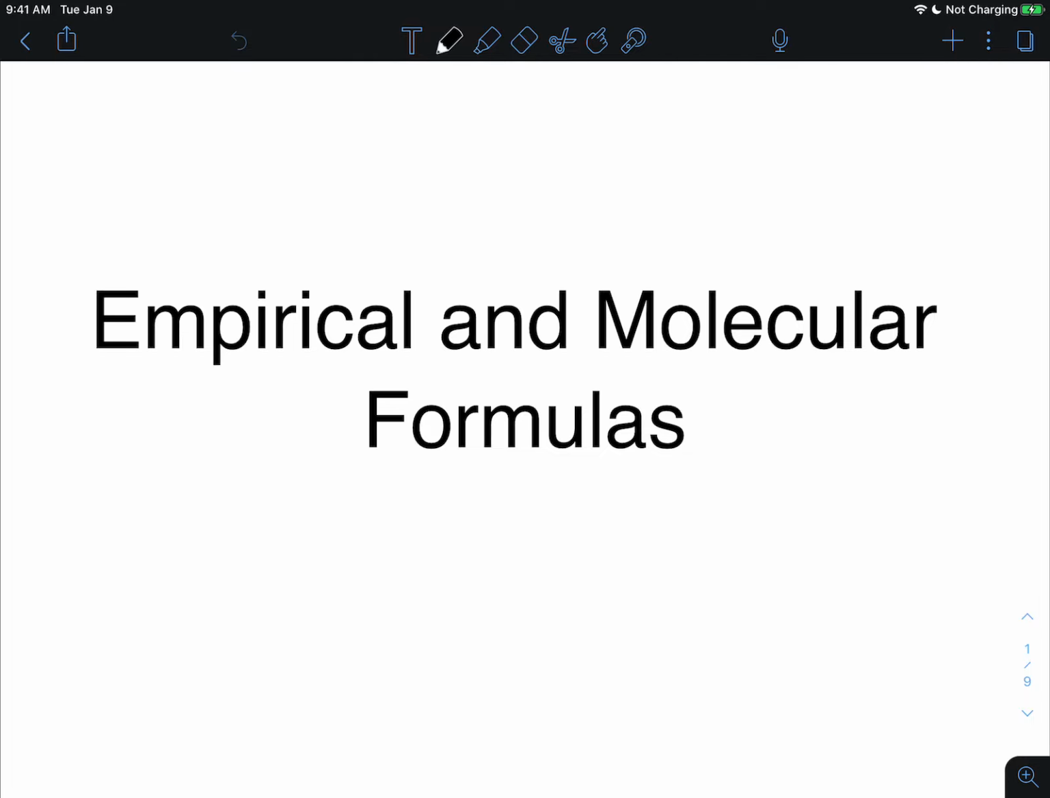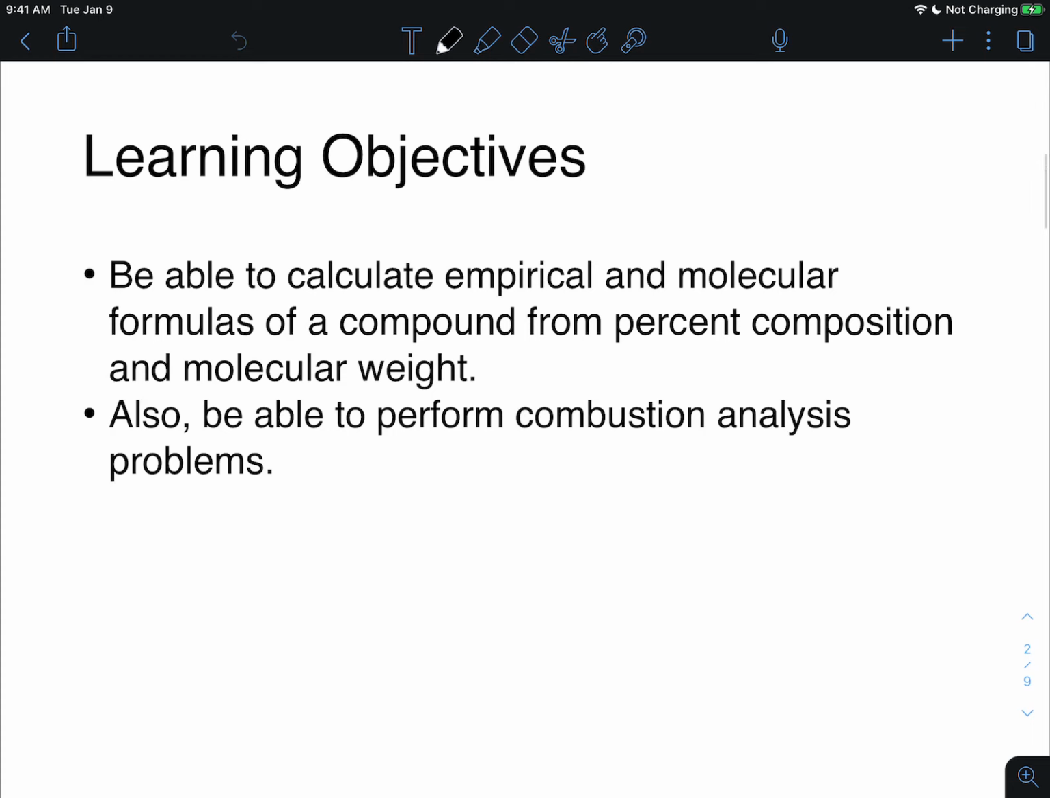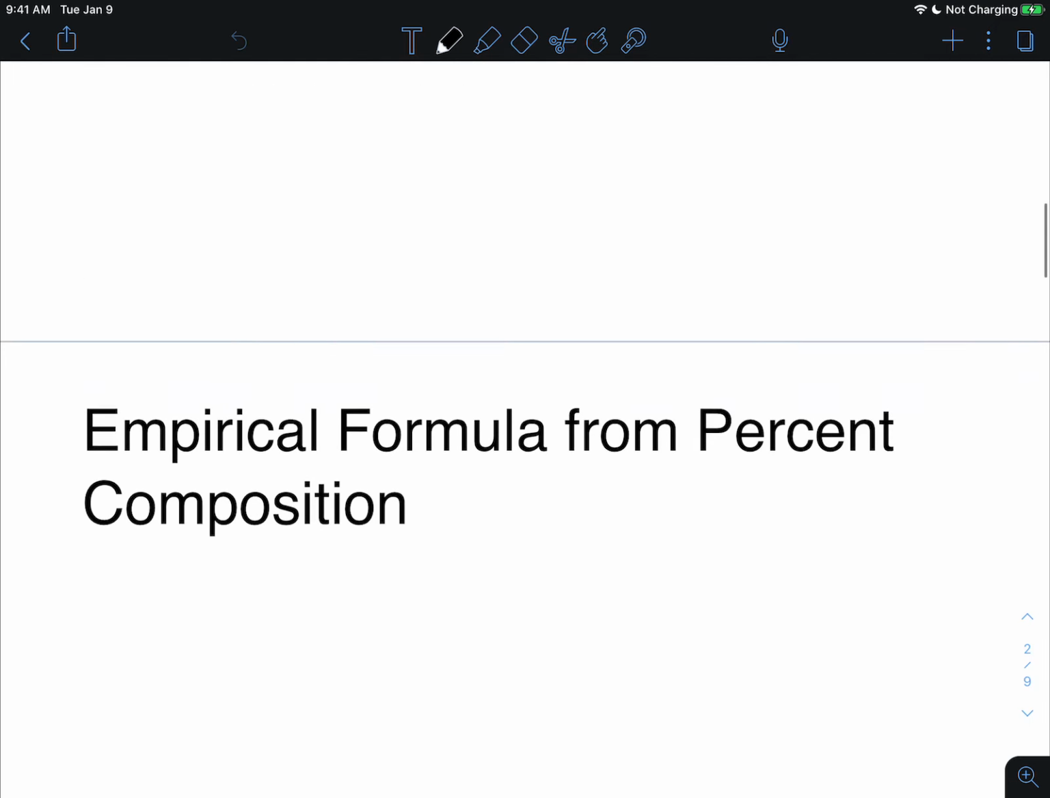Guys, in this video we're going to be looking at empirical and molecular formulas. By the end of this, you should be able to calculate the empirical and molecular formulas of a compound from percent composition and molecular weight, and do combustion analysis problems.